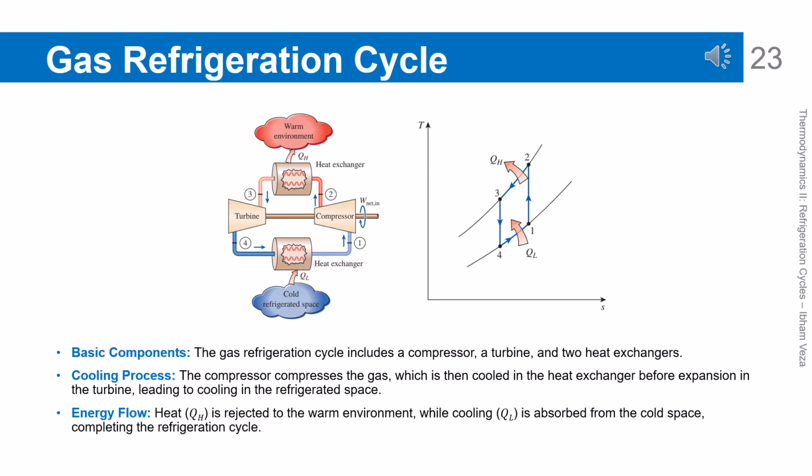Gas refrigeration cycle components and cooling mechanism. The main components of this system are a compressor, a turbine, and two heat exchangers. The compressor raises the pressure and temperature of the gas before it is cooled in the first heat exchanger. The gas is then expanded in the turbine to produce a significant temperature drop. After absorbing heat from the cold space, the gas returns to the compressor and the cycle repeats. Although simple, this system has a relatively low COP compared to vapor compression systems.